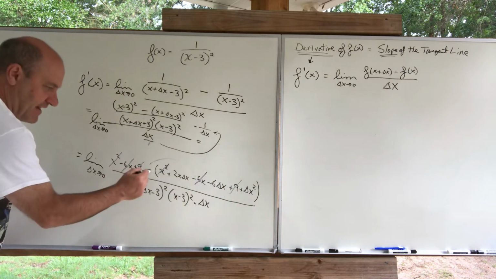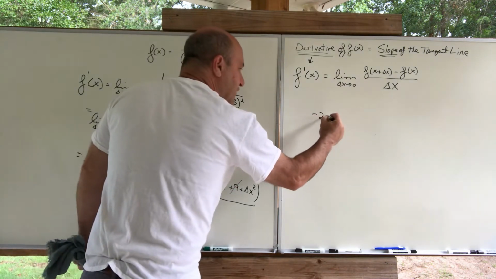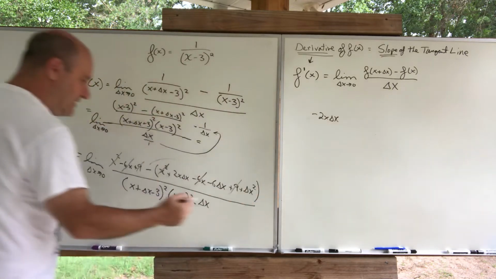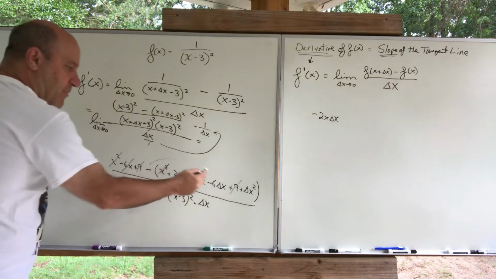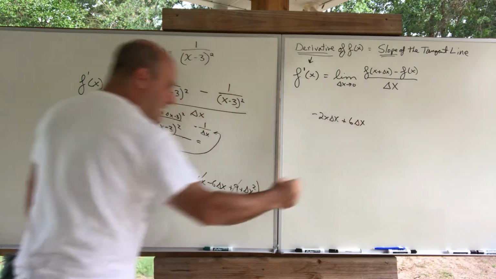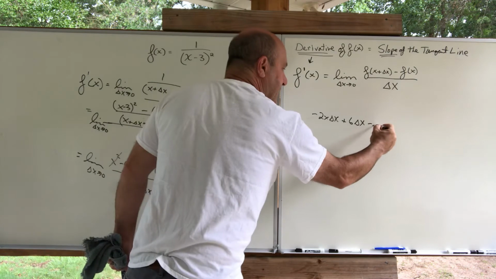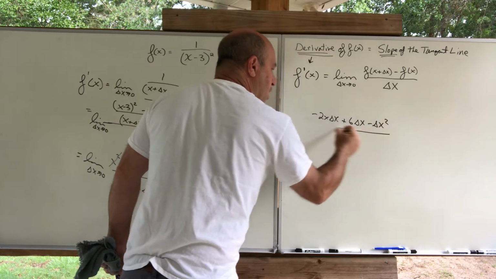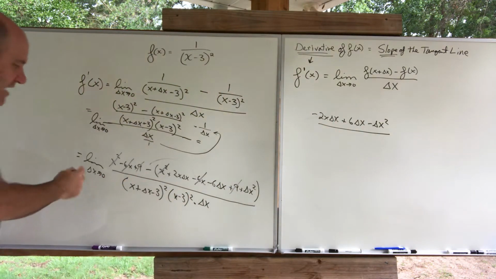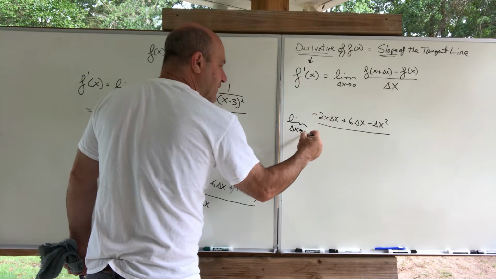So that negative sign still needs to distribute. I get a negative 2xΔx, a positive 6Δx, and a negative Δx squared, all over this crazy denominator. Don't forget you're taking the limit as Δx goes to 0.